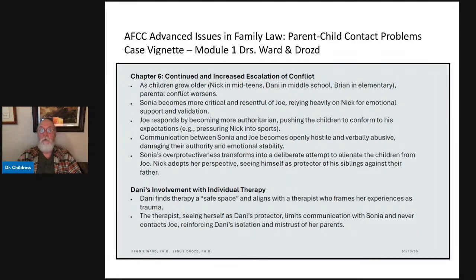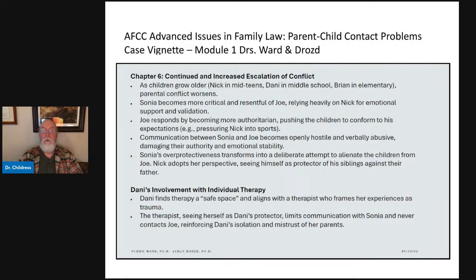So as the children grow older, Nick in the mid-teens, Danny in middle school, Brian in elementary, parental conflicts worsen. Sonia becomes more critical and resentful of Joe, relying heavily on Nick for emotional support and validation. Joe responds by becoming more authoritarian, pushing the children to conform to his expectations. Communication between Sonia and Joe becomes openly hostile, verbally abusive, damaging their authority and emotional stability. Sonia's overprotectiveness transforms into a deliberate attempt to alienate the children from Joe. Nick adopts her perspective, seeing himself as a protector of his siblings against their father.